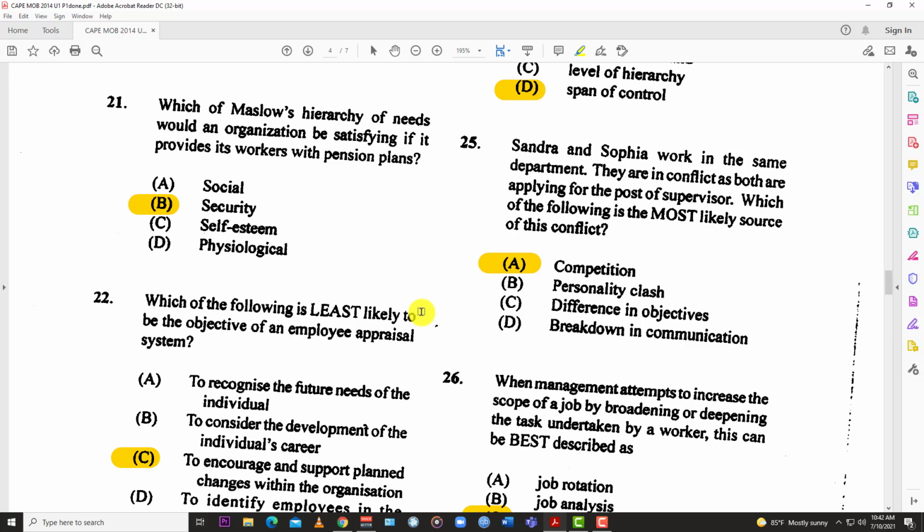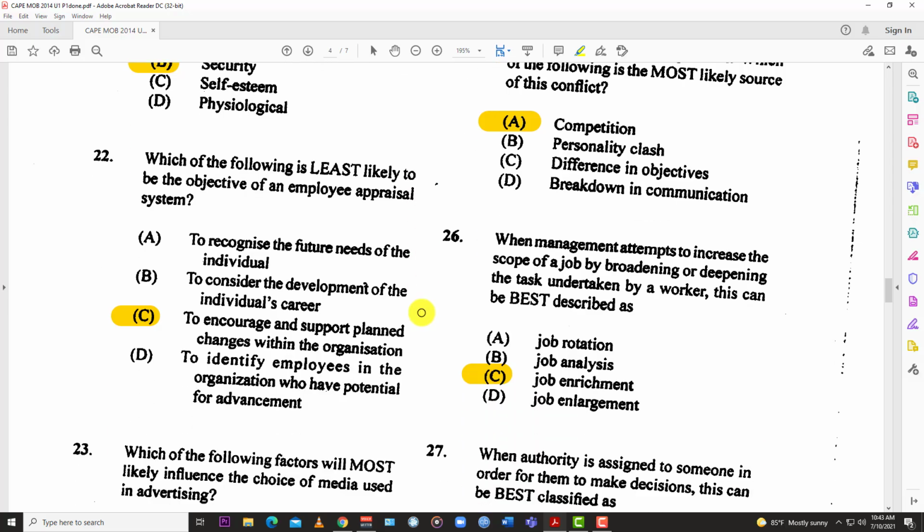Number 21, which of Maslow's hierarchy of needs would an organization be satisfying if it provides its workers with pension plans? So pension plans, where does that come under in Maslow's hierarchy of needs? And so the best answer here would be, of course, B, security. You remember, security is not just the physical space, but also job security, financial security, that kind of thing. And so if you're giving someone a pension plan, you're telling them, okay, you're secured for when you're retired. You have some security in terms of financial security when you retire. And so that's B.